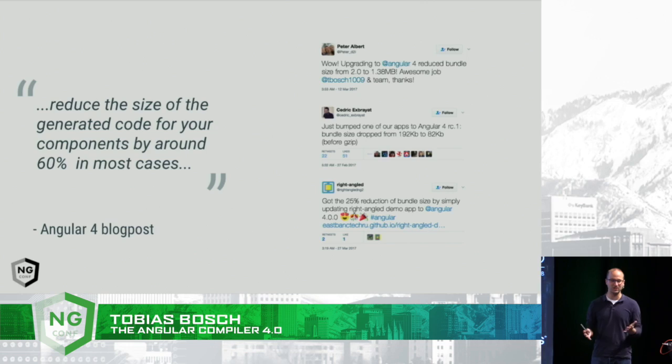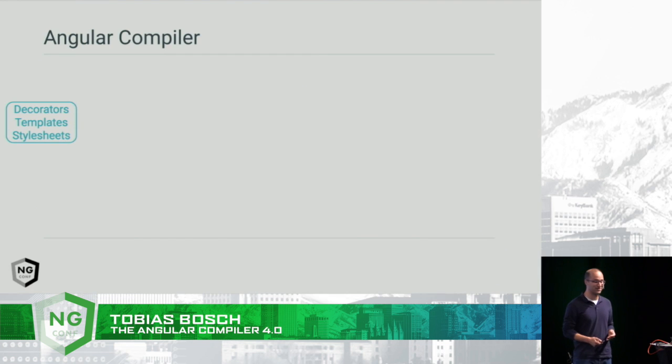So you probably heard that, as Igor mentioned, in Angular 4 we did something to make your application smaller. And there were tweets about it. "Okay, I upgraded to Angular 4, and it reduced my bundle size from 2 megabytes to 1.38 megabytes." That's cool, right? So what actually happened underneath?